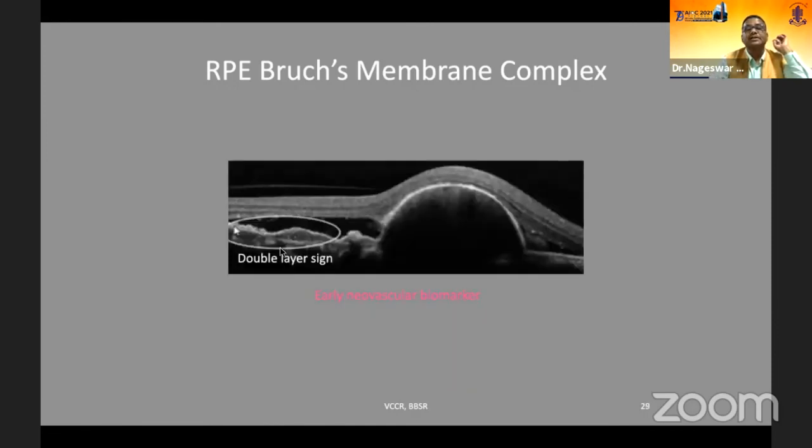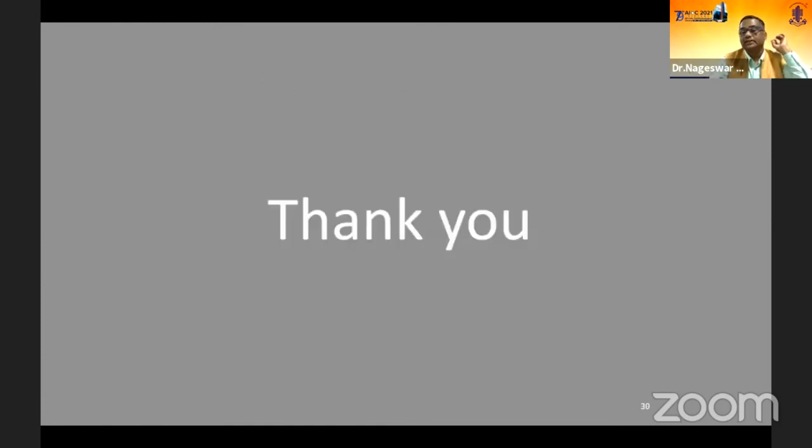You will sometimes find subtle changes in the RPE layer. There will be a splitting of the RPE, which we call the double layer sign, which is an early neovascular biomarker that OCT tells. So these are all the changes you will see in the retinal layers.